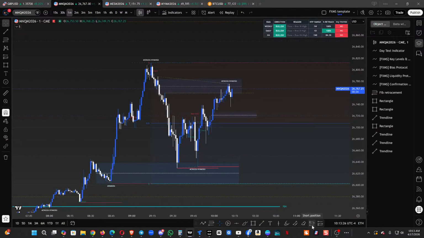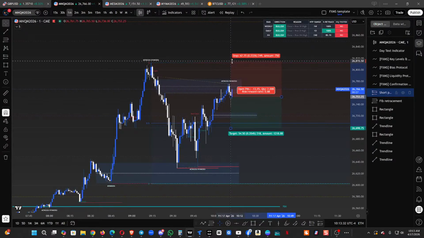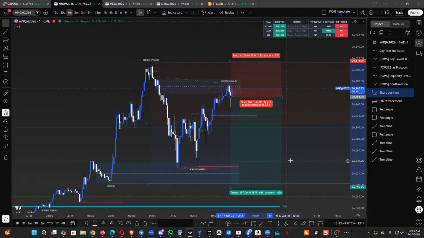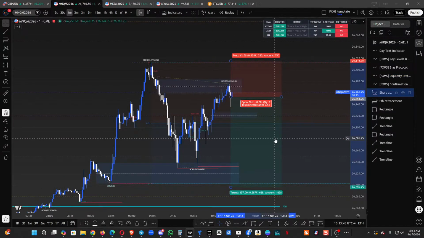This would have been a nice short because it's up in the premium, right? So we have a closure below here, entry on the closure, stop goes above this high, around 60 points, right? And then you're looking for the other opposing end of the range here. Or sorry, not 250, 2.5 R. 150 points.